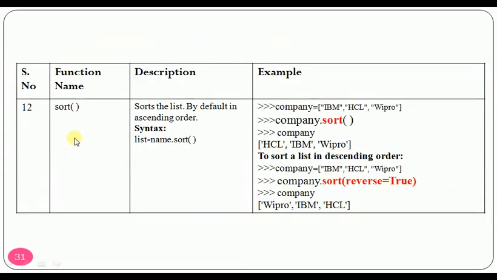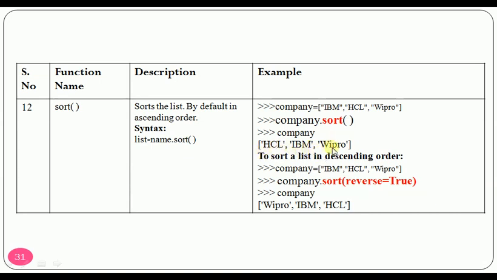Now, let's see the sort method. The sort method is for sorting the list. There are two orders, ascending and descending. By default, it is ascending order. Look at this example. IBM, HCL, Wipro are in the company list. Company.sort will order the elements in ascending order, alphabetical wise.